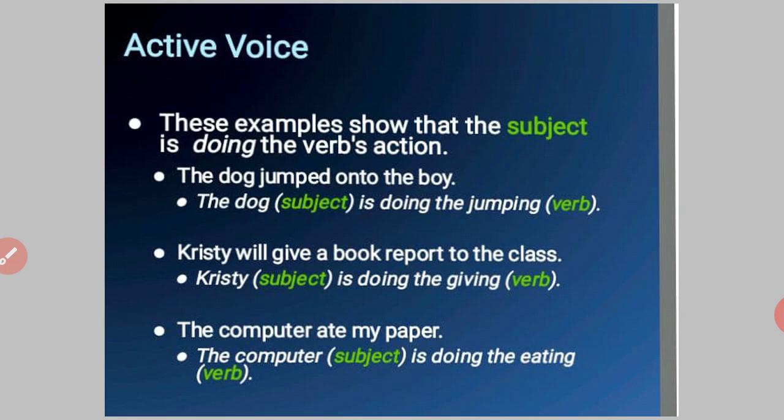The computer ate my paper. How is it possible? The computer can eat anything. Yes, it may. Definitely the paper. Okay, it eats the paper to get out, to provide prints of the paper. Okay, printed paper. Yes, the computer is the subject, doing the eating. So the computer is performing the verb of eating, eating the paper. So definitely the computer is performing an action. If the computer is the subject and the subject is performing an action, that's why the sentence is in active voice. The subject of the verb is active.